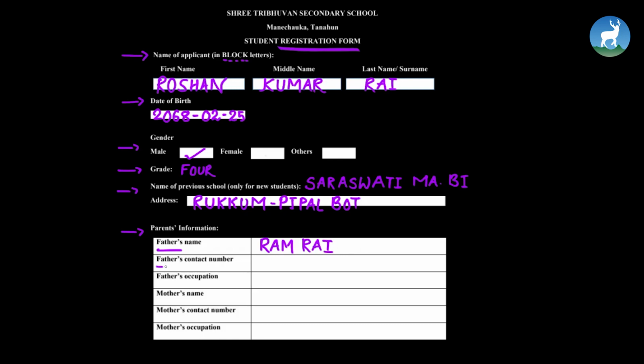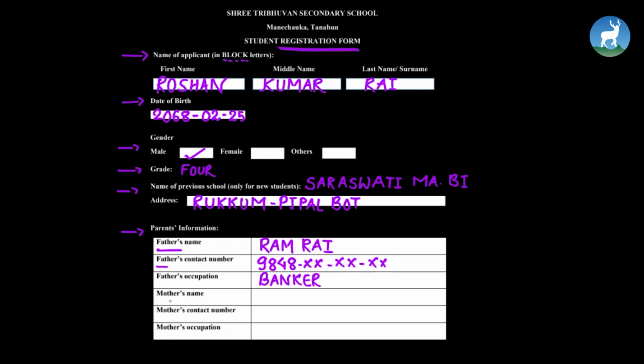Now here we need to fill in father's contact number. Okay, let's write any of the number. Let's write 9848. Something can be filled in here. We'll give XX here. Okay, all right. Father's occupation, let's say his father is a banker. So let's write B-A-N-K-E-R, banker.